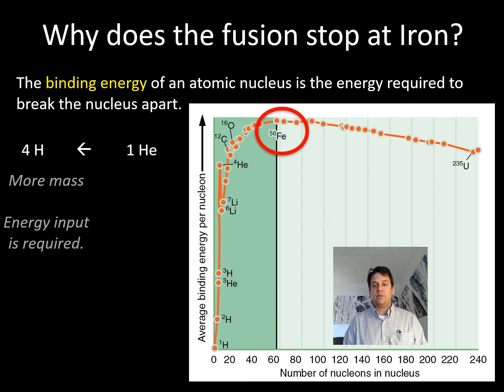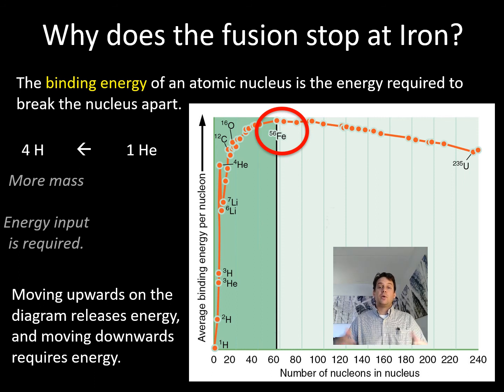Iron is right in the middle. It's the most stable point on this plot. So if you take light nuclei and use them to form iron, you will release energy. But if you take iron or anything heavier and try to put them together, you'll make something less stable and you'll actually have to put energy in. Put another way, moving upwards on the diagram releases energy, and moving downwards on this plot requires energy, which means you can't get any more energy out of your nuclei than by forming iron.